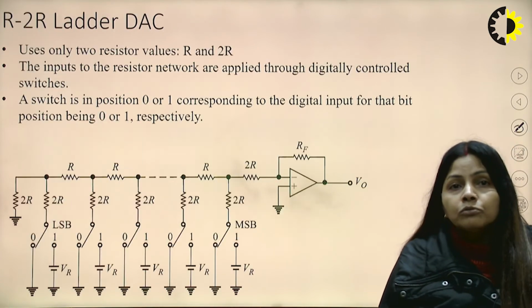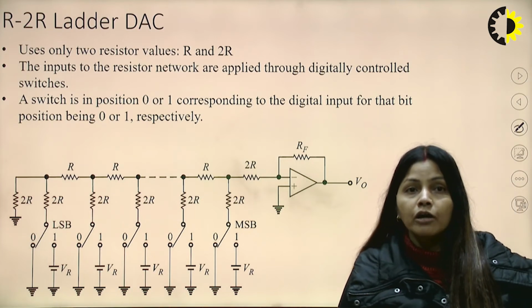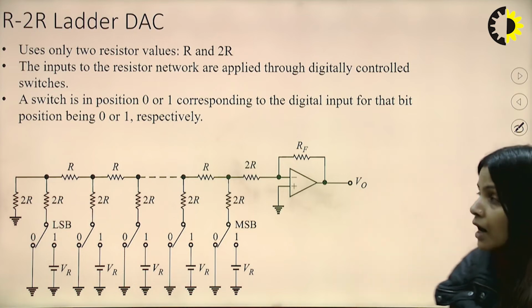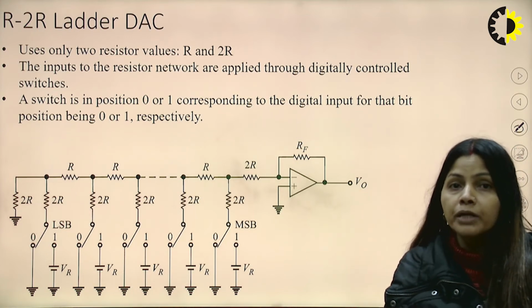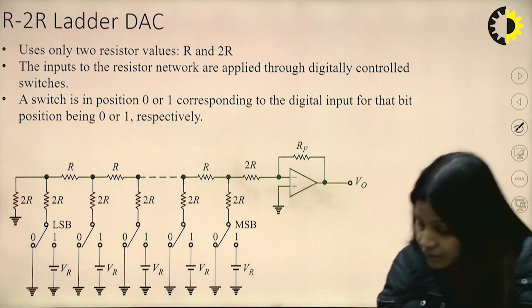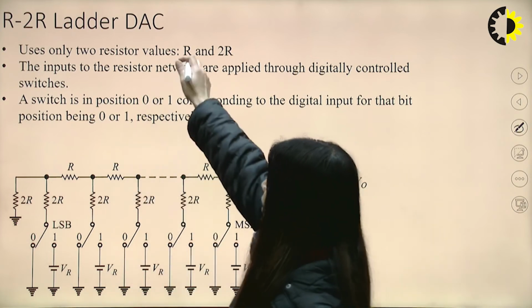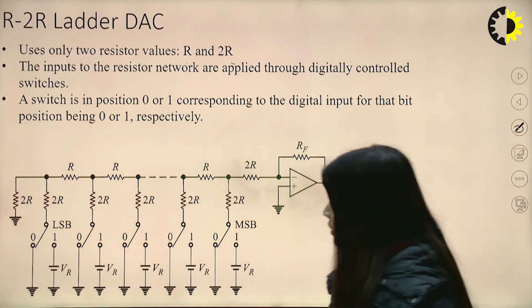Now coming to the next type of digital to analog converter, that is the R to 2R ladder. Here, to remove the disadvantage of using so many types of resistances, we use only two resistor values. First is R and another one is 2R. Now the arrangement will be the same.